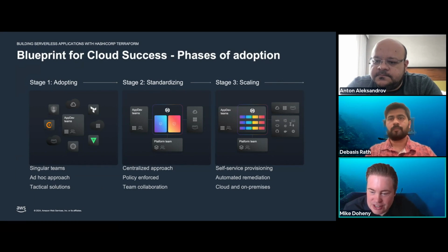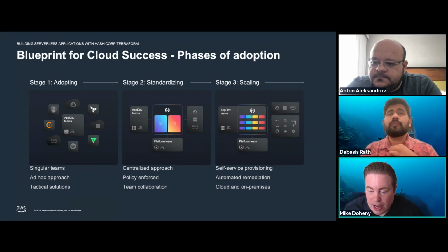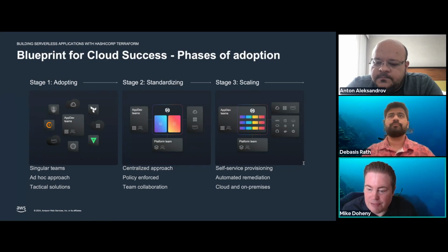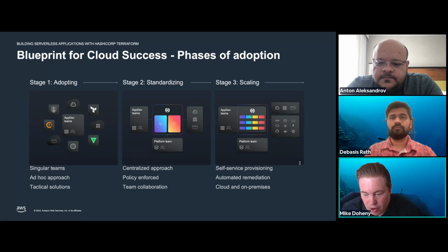Ultimately, they'll realize that that's not as efficient as it could be, and they'll want to do a centralized approach. They'll want to start setting up some policies, so setting up guardrails around what can be shared, how it can be shared, and the security components. And then they'll want to start collaborating as a team. And we call that the standardizing approach to infrastructure as cloud. And then the scaling approach is where you usually have a larger team. You want to move really fast. You have self-service provisioning, automated remediation, so you don't have to touch it every time there's an issue. And it can work across the cloud or multiple clouds and on premises.